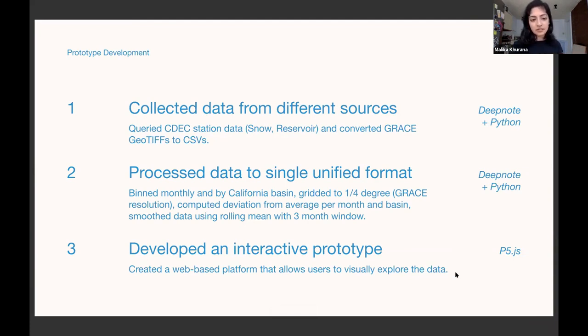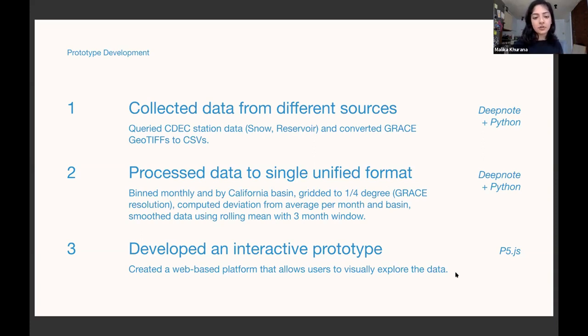And some of what we did was binning all the data monthly, because some of it was daily, which was just way too big of a file to deal with. And then also binning it by California basin and gridding it to a 1/4 degree, which is the same resolution as GRACE, the groundwater data. And also computing that difference from average per month and per basin. So that was when you saw the bars above and below the baseline.